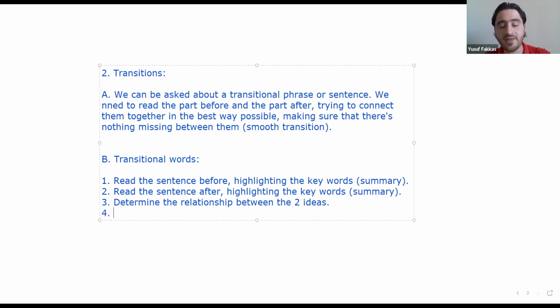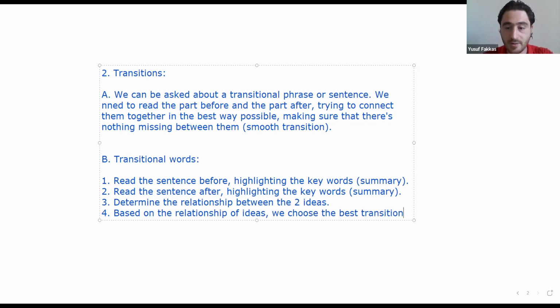Okay, and then of course, based on the relationship of ideas, we choose the best transitional word or of course phrase.